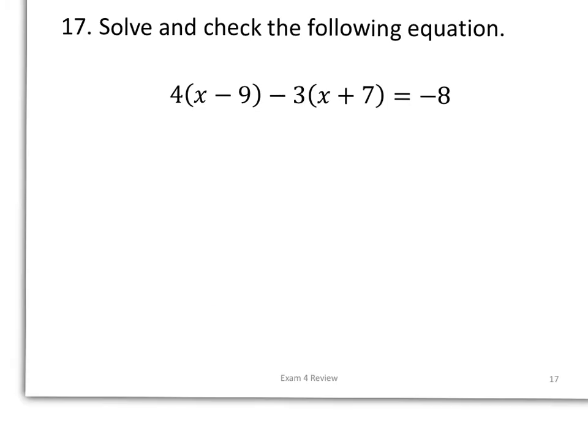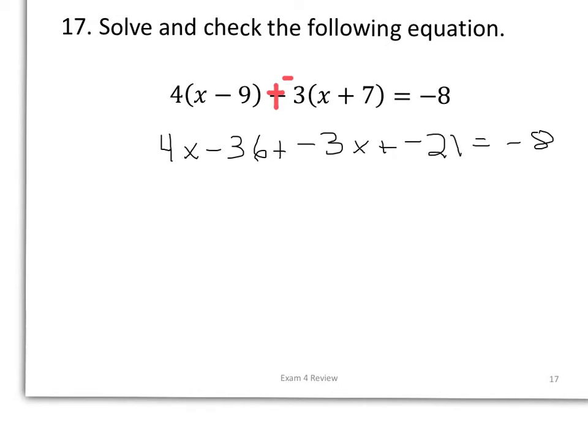Solve and check the following equation. So we have 4 times something in parentheses minus 3 times something in parentheses equals negative 8. And like I said earlier, it's safest to change subtraction to addition, which you do by changing the minus to a plus and assigning a negative sign to the number. So let's distribute the 4, and we have 4x minus 36 plus, and then we have negative 3x plus negative 21 equals negative 8.